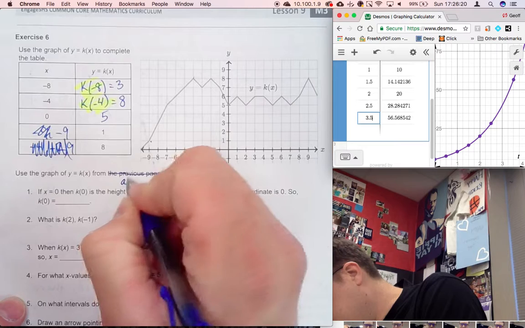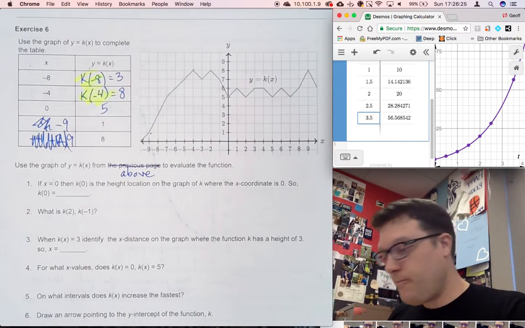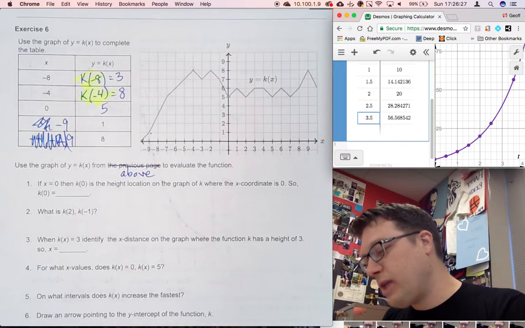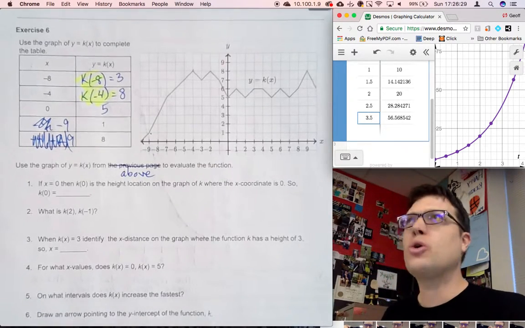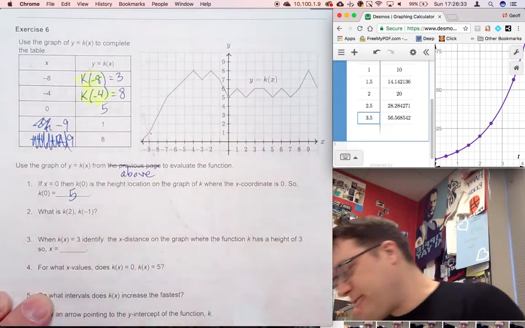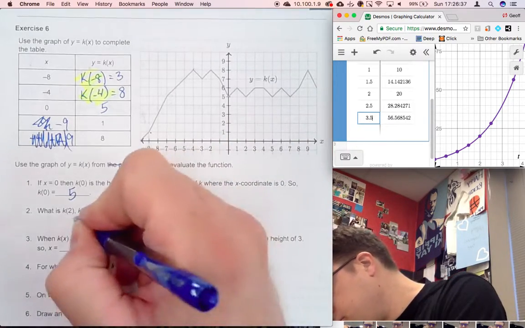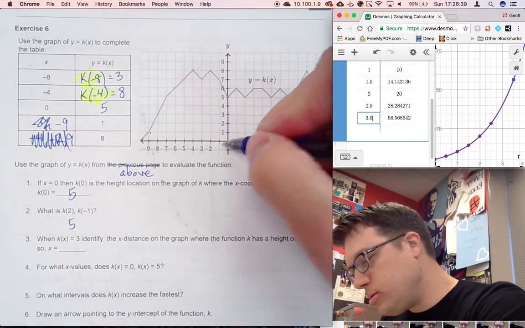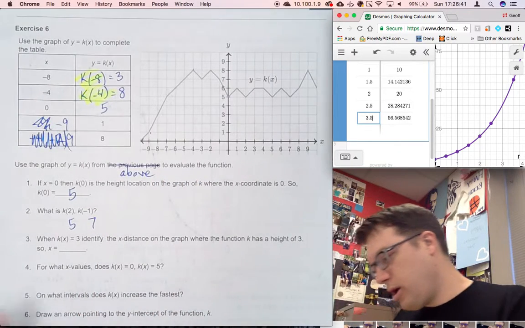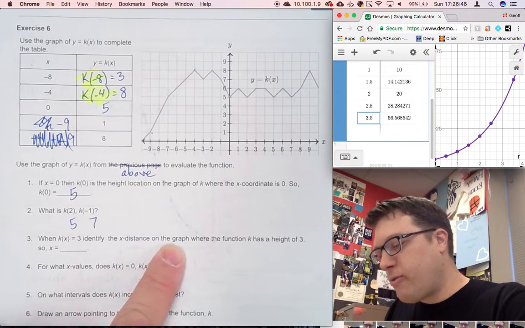Okay, use the graph y equals k of x from above to evaluate the function. If x equals 0, then k of 0 is the height location on the graph where the x coordinate is 0. So k of 0 equals 5. What is k of 2? 5. What is k of negative 1? 7. When k of x equals 3, identify the x distance on the graph where the function k has a height of 3.